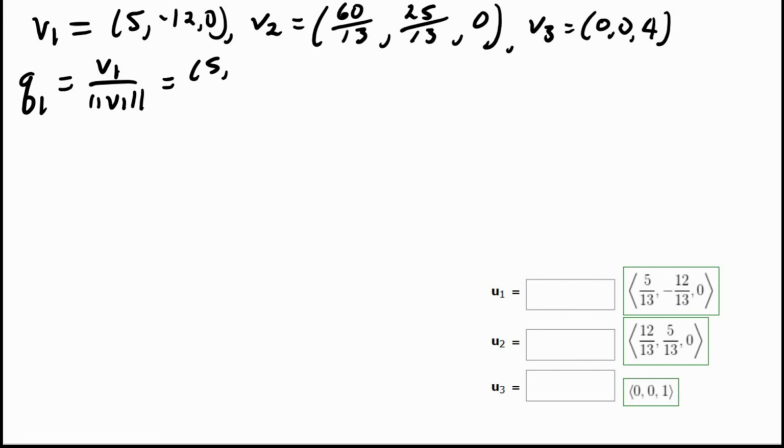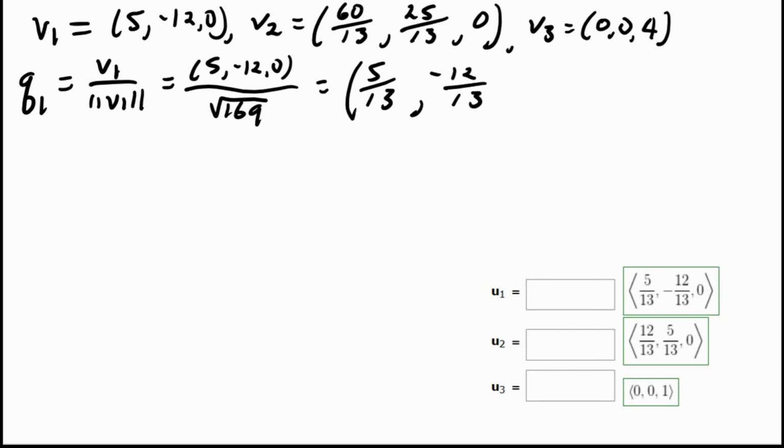So this is (5, -12, 0) divided by, remember we found that one to be the square root of 169, so that just gives us 13 downstairs. So this is 5 over 13, negative 12 over 13, and 0.